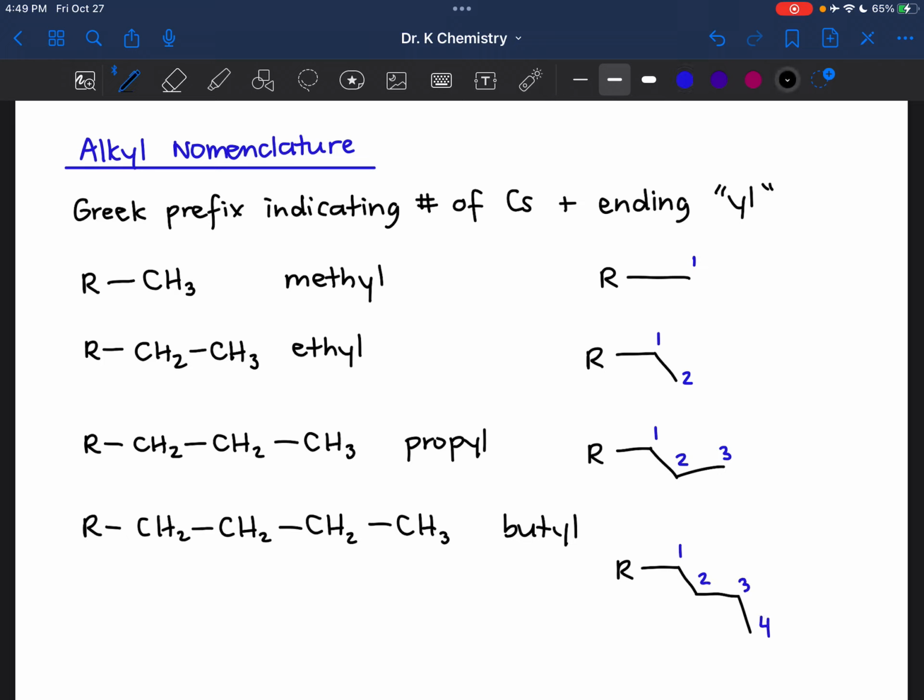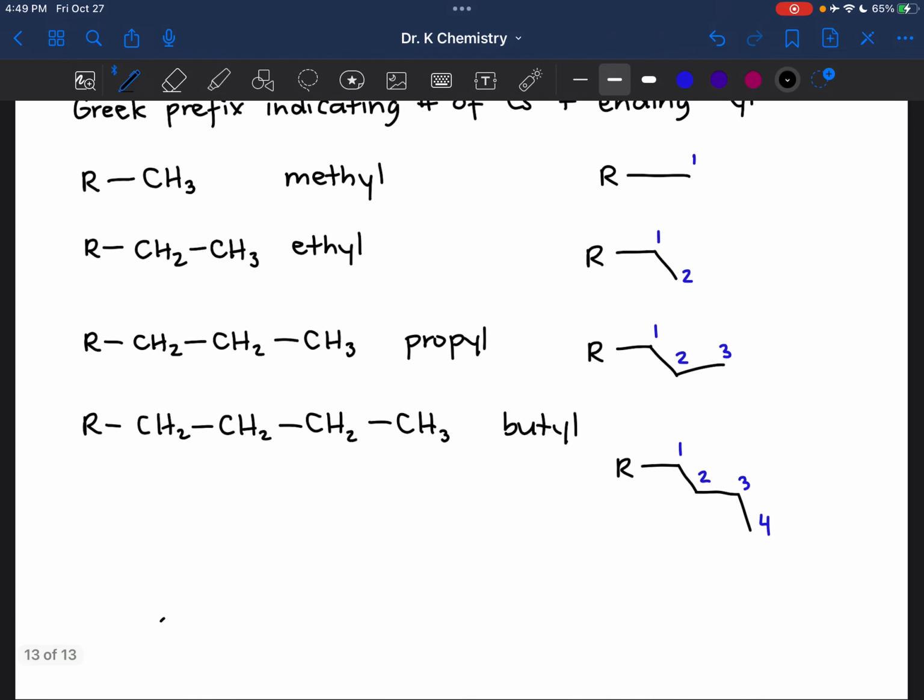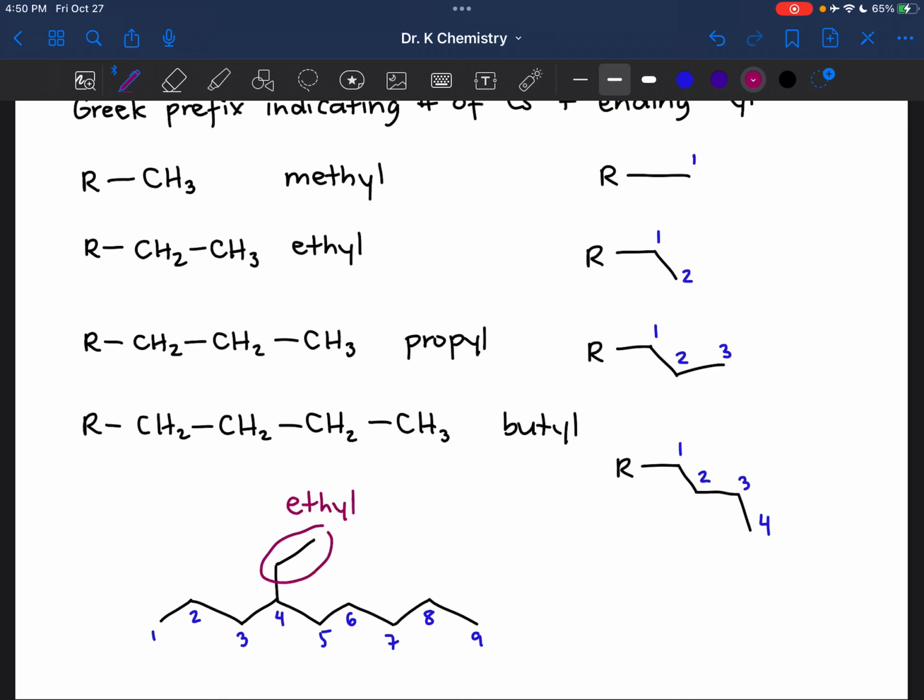And I just want to reiterate that R can really be anything. So let's say I have a long chain like this, and then I have a branch sticking out. Well, this main chain over here is nonane, and then there is an ethyl group coming off of it. So this would be an ethyl branch attached to nonane. And we're going to take a look at a very systematic way of naming these.